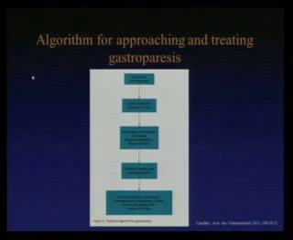Metoclopramide is considered a first-line agent in terms of prokinetic therapy. And if that fails, then consider a feeding jejunostomy, a decompressive gastrostomy, or a gastric electrical stimulator.